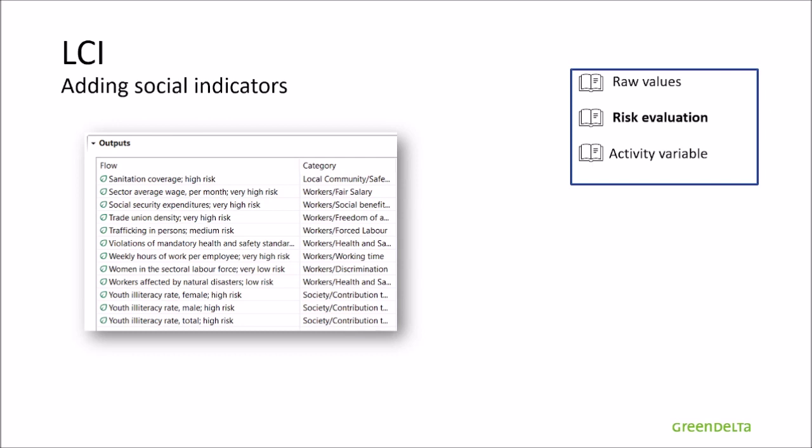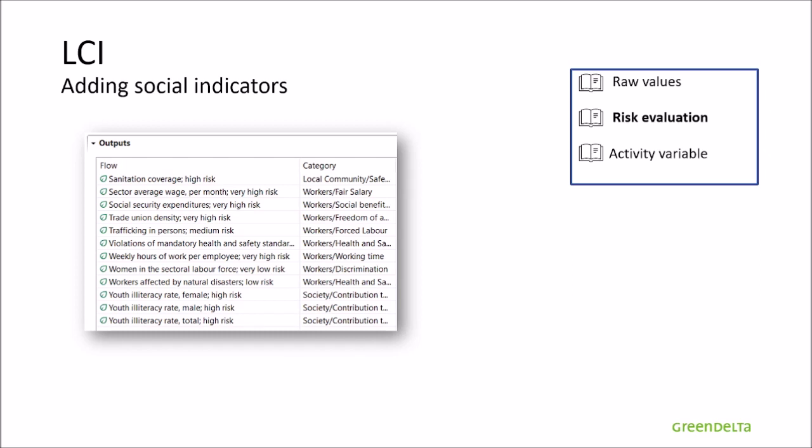Overall, you have here an extract of what the output looks like. So it's only social flows, as you can see. So now that we know that the risk associated with the trade union density is very high risk, we can add the relevant social flow in the output of the process. And here it was the manufacturing process.